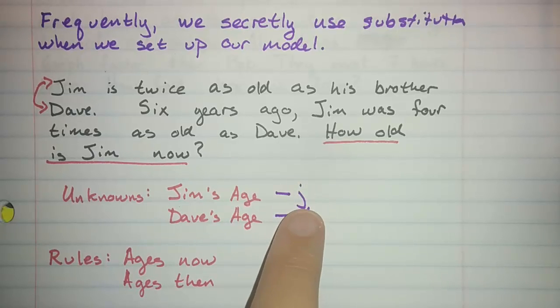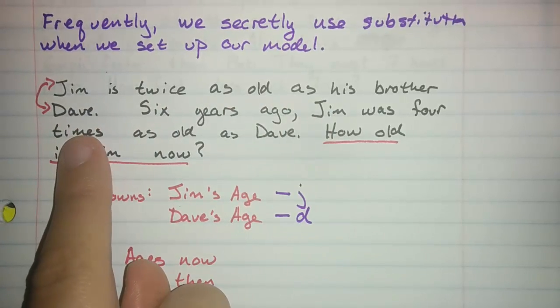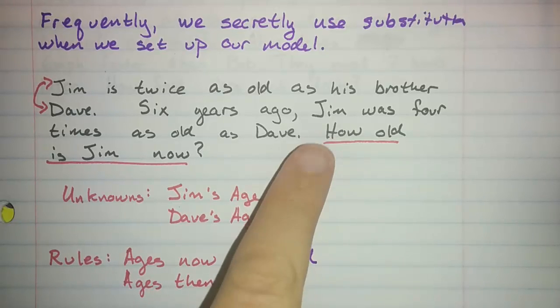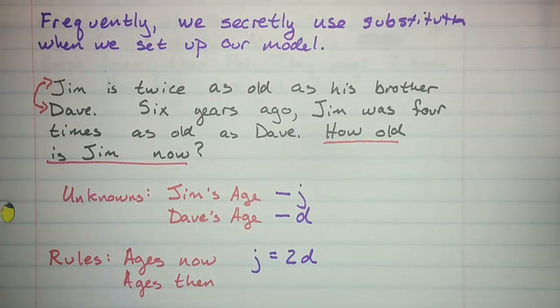Okay, so the rule about their ages now says Jim is twice as old as Dave. So that means Jim's age is twice Dave's age. All right, let's make sure I didn't get that backwards. Who's older? Jim is older. So J will be a larger number than D, provided they're both positive numbers. All right. 6 years ago, Jim was 4 times as old as Dave. So if Jim's age now is J, how old was Jim 6 years ago?